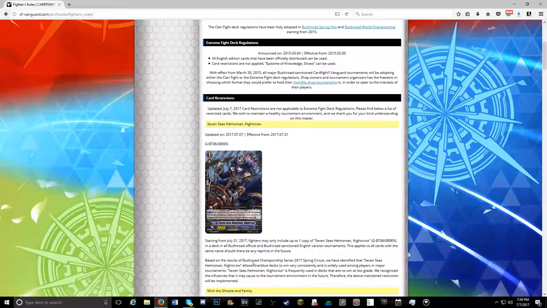Based on the results of the Bushiroad Champion Series 2017 Spring Circuit, we've identified that Seven Seas Henchman Nightcrow allows Grand Blue to win very consistently and is widely used among players in a majority of tournaments. Seven Seas Henchman Nightcrow is frequently used in decks aimed to win at low grade. We recognize that the influence may affect the tournament environment in the future. Therefore, the above mentioned restriction will be implemented.